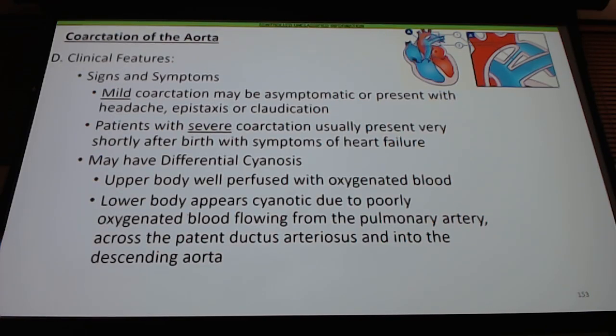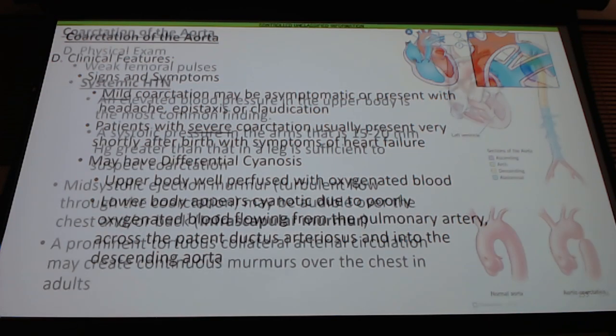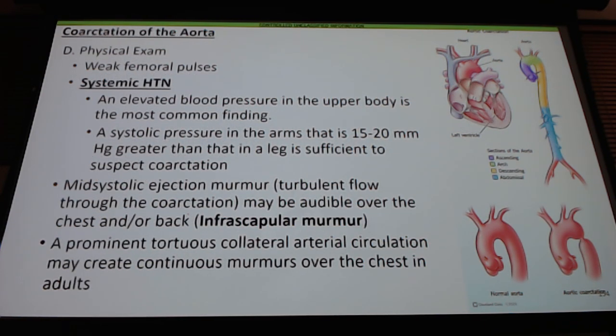For mild coarctation, they may be asymptomatic. They may just have headaches from that extra blood flow. If they have more severe disease, then they may have cyanosis affecting the lower body. The body does try to develop some collateral circulation, so it tries to find a way around that.